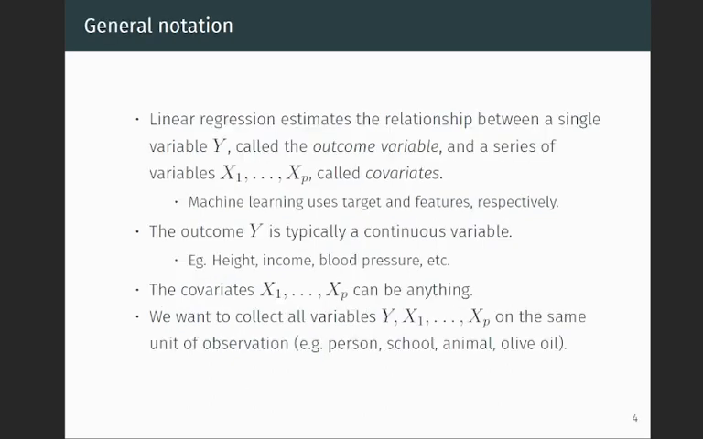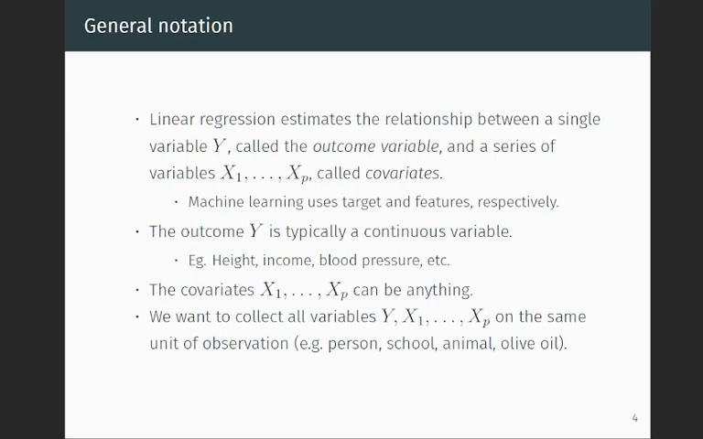So we'll start with some general notation. The idea of linear regression, as you recall, is to estimate the relationship between a single variable y, called the outcome variable, and a series of variables x1 up to xp called the covariates. Y is typically assumed to be continuous, and just so you know, machine learning uses a slightly different terminology. So for example, typically y will be called a target, and the covariates will be called the features.